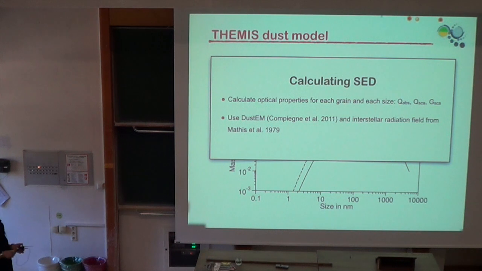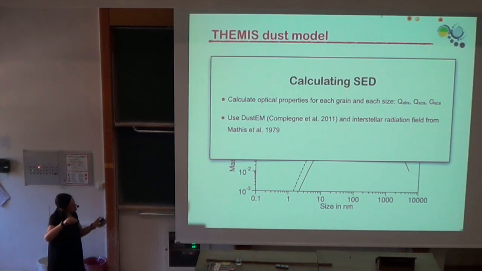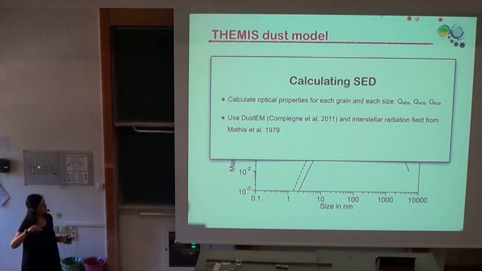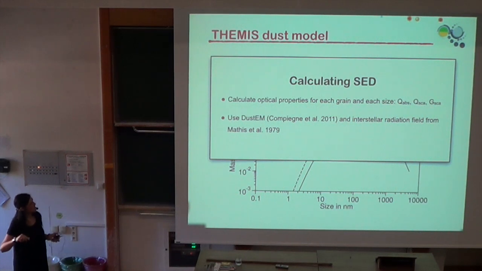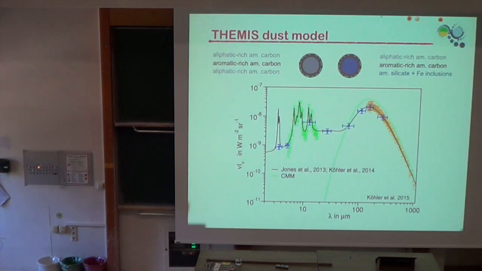Oh, well, I show the calculations quickly in 4 slides. What we did: we calculated with these programs I mentioned, the discrete dipole approximation and Mie theory, and we get the absorption coefficient, the scattering coefficient, and the asymmetry parameter. Then we use a code called DustEM in combination with the interstellar radiation field to calculate the spectral energy distribution. And here they are.